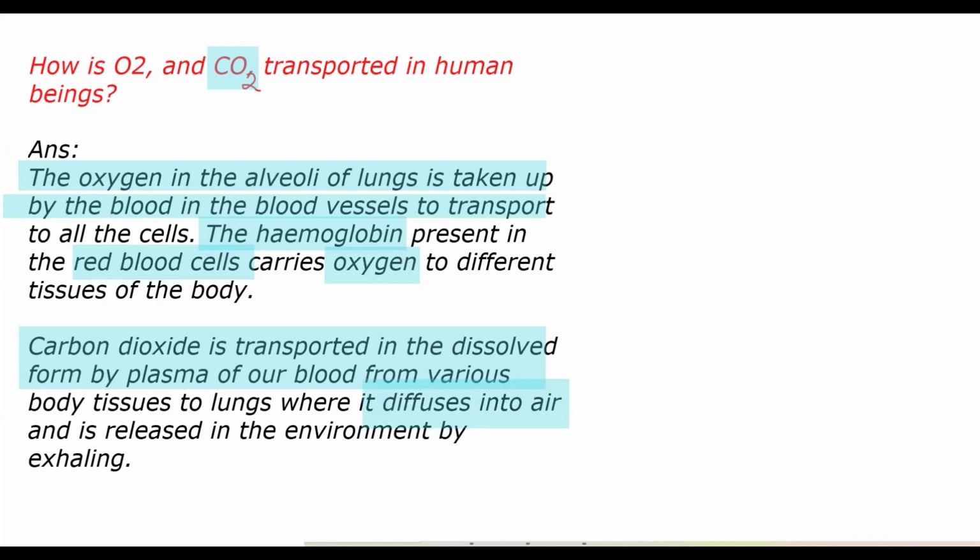So remember, carbon dioxide is not carried by the RBC or hemoglobin. It is the oxygen which combines with hemoglobin molecules to form oxyhemoglobin, and it is transported from the lungs to the different cells of our body.